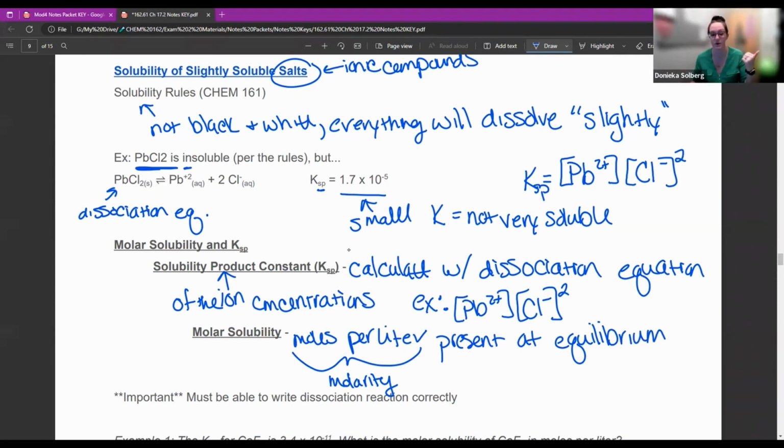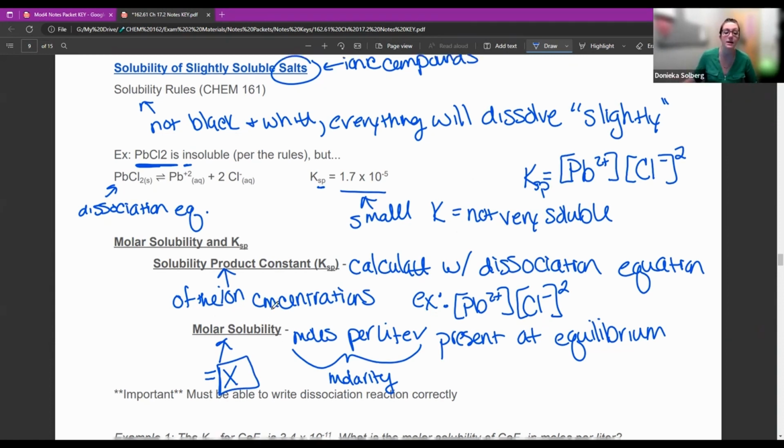We are, of course, then going to be using ice tables to determine how much there is at equilibrium. Okay, so molar solubility in regards to our ice table is X. So if I'm asking for molar solubility, I want that X value. That's how soluble those ions are.